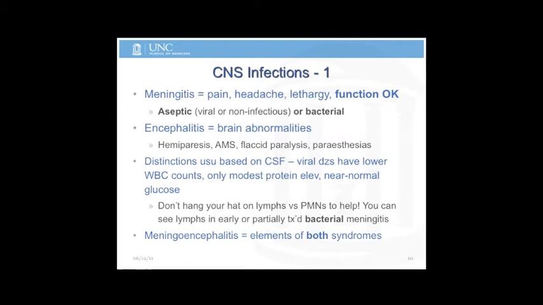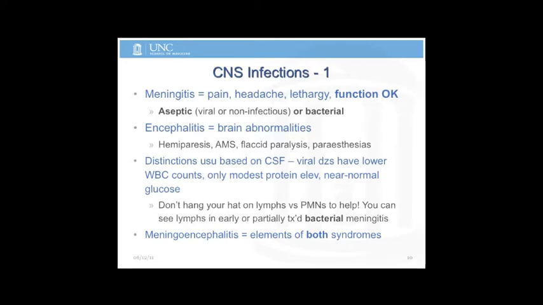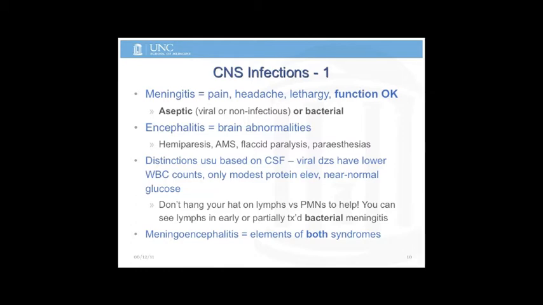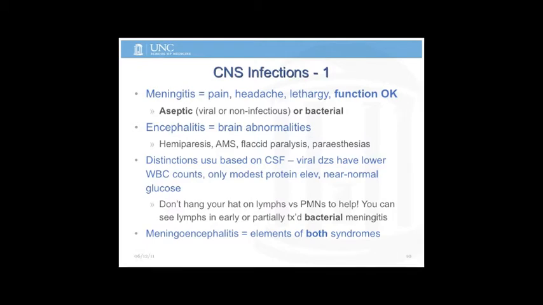Everybody will always look at the counts from the CSF. Just be very careful that early or suboptimally treated infections can give you an altered pleocytosis, so that it's giving you something that you wouldn't necessarily expect. So you can have lymphocytes early in meningitis, or during a partially treated bacterial meningitis, you can have a lymphocytic predominance. And there are certain bacterial infections, like Listeria, which may tend to have a lymphocytic predominance as well. And again, meningoencephalitis has both syndromes.